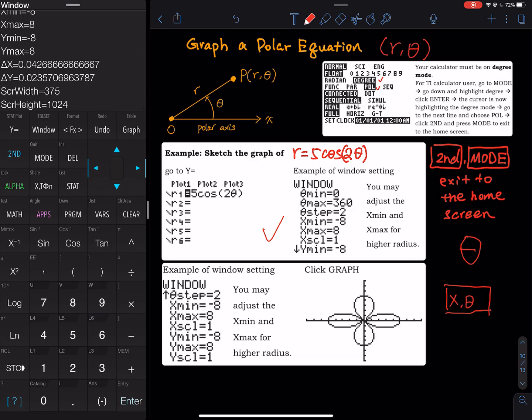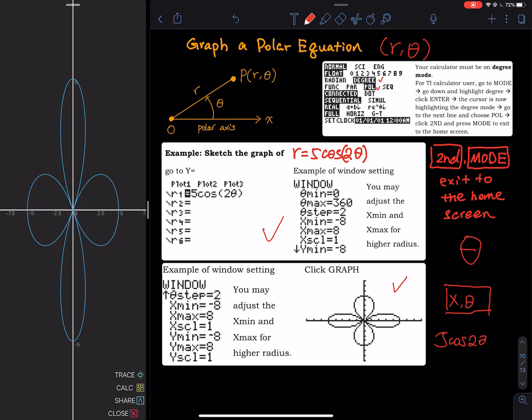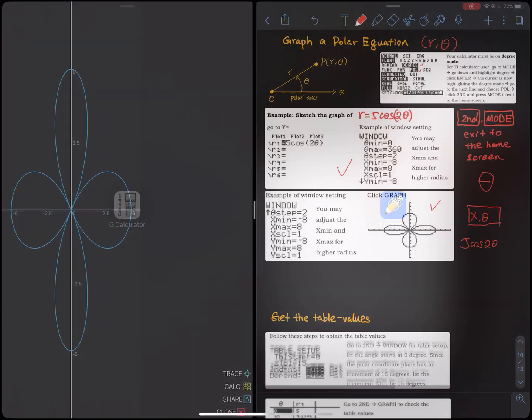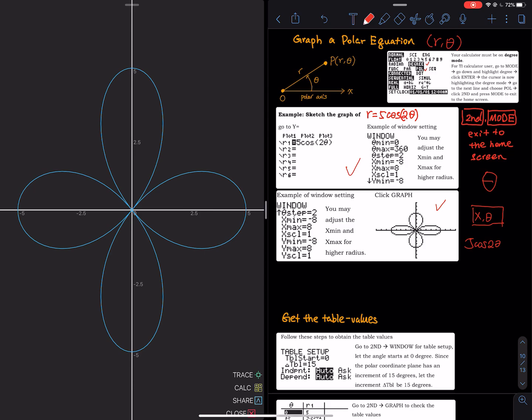After the setting is done, you click graph, and you will see this graph. This graph is the graph of 5 times cosine of 2 theta. And you will see the orientation too, you see how the graph is constructed. But on my calculator, once I press graph, it will just show me the entire graph. I can make it bigger for you. On my side, I will just see the entire graph. On your side, you will see how it traces the graph.